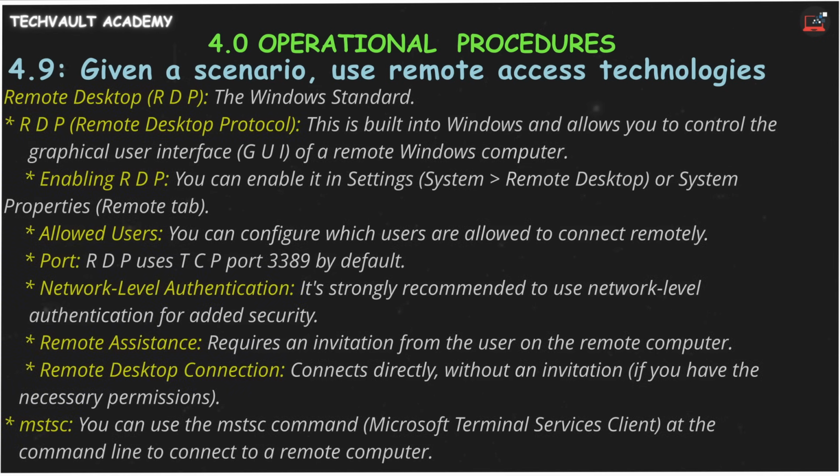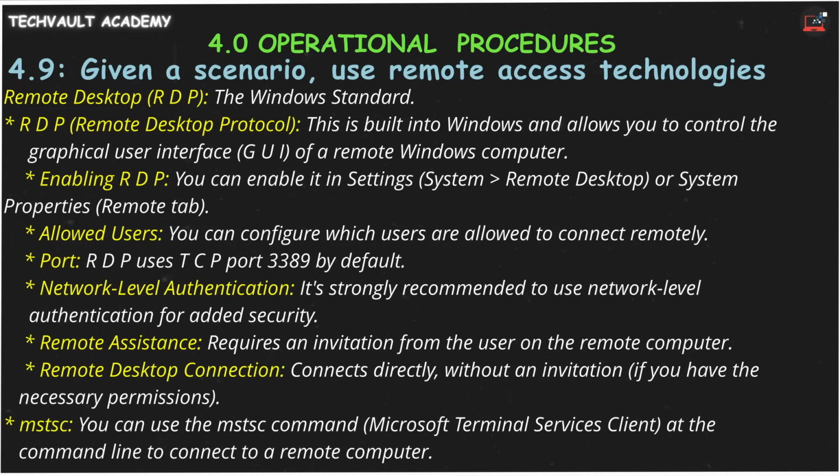Remote Desktop, RDP, the Windows standard. RDP, Remote Desktop Protocol, is built into Windows and allows you to control the graphical user interface, GUI, of a remote Windows computer. Enabling RDP: you can enable it in Settings, System, Remote Desktop, or System Properties, Remote tab. Allowed users: you can configure which users are allowed to connect remotely. Port: RDP uses TCP port 3389 by default. Network level authentication: it's strongly recommended to use network level authentication for added security.